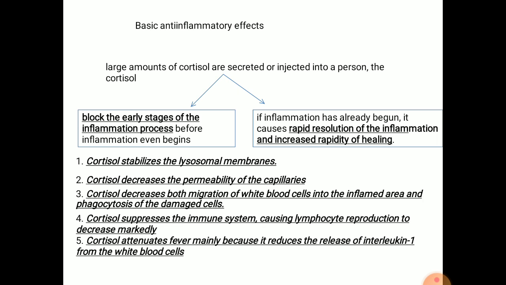Now, how does cortisol affect this inflammation? For that we want a large amount of the cortisol, and this large amount of cortisol that is secreted or injected into the person causes the blockage of the early stage of the inflammatory process before the inflammation even begins. And if the inflammation has already begun, it causes rapid resolution of the inflammation and increases the rapidity of the healing. And this all occurs due to the following mechanisms.